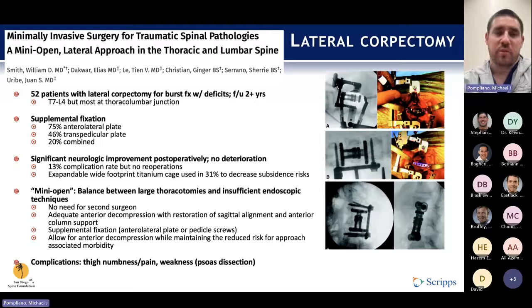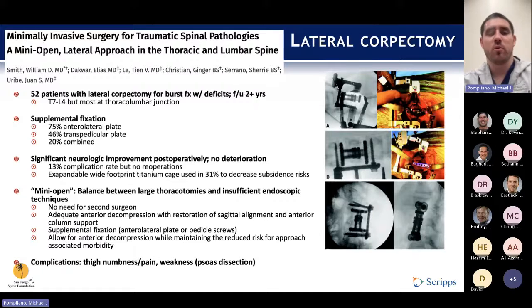They provided supplemental fixation, 75% via anterior lateral plate, 46% via transpedicular plate, 20% combined. That was a little surprising as well. In my experience, most people would do transpedicular plates, pedicle screw supplementation as well. Significant neurologic improvements postoperatively with no patients that had additional deterioration, 13% complication rate, but no secondary surgeries.